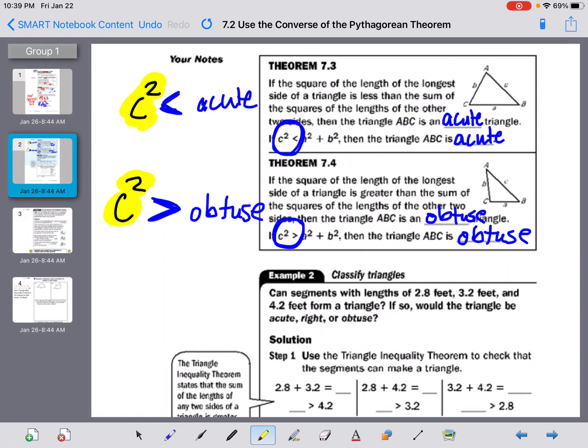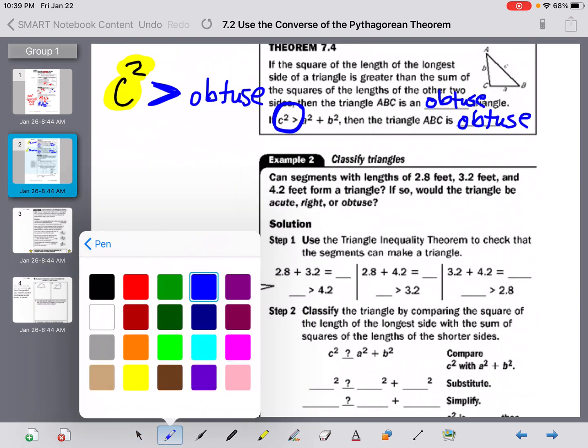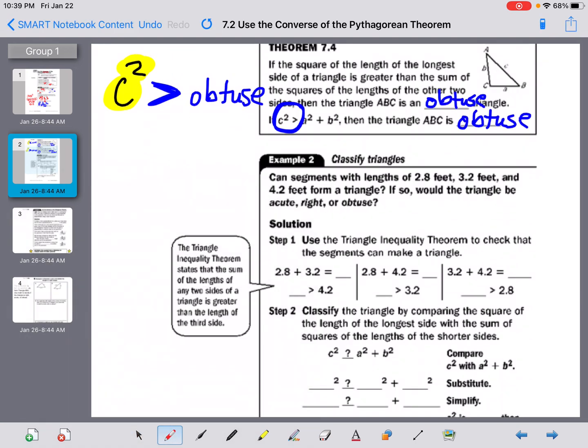Okay. Now, I say that because as we go into these other problems, we have one more thing we need to stop and go back on when we learned back in Chapter 5. The first question to ask here is, can segments with lengths of 2.8, 3.2, and 4.2 form a triangle? This question we first learned about in Chapter 5. How do I remember if three lengths will even form a triangle?